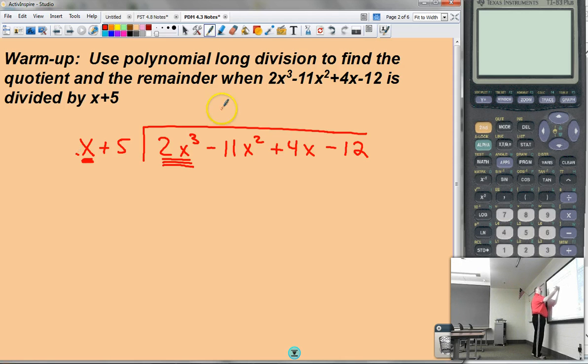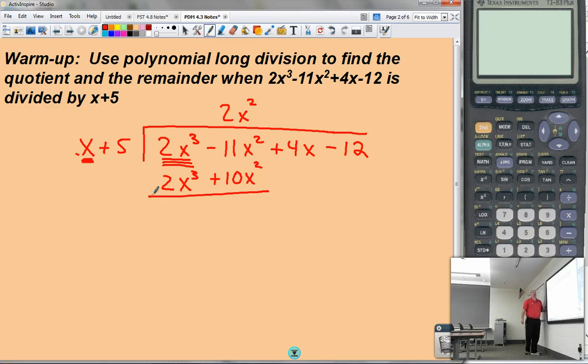The answer to that is 2x squared. Now I put these squares over the squares, trying to keep everything lined up. Once I have that, I need to take 2x squared and multiply it times x as well as 5. So 2x squared times x is 2x cubed. 2x squared times 5 is plus 10x squared. So I multiply 2x squared times both of these terms, and then I write them down.